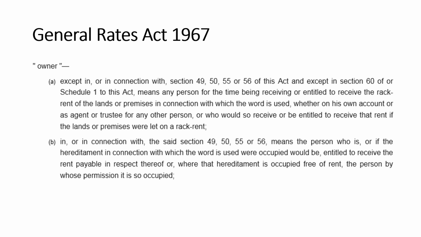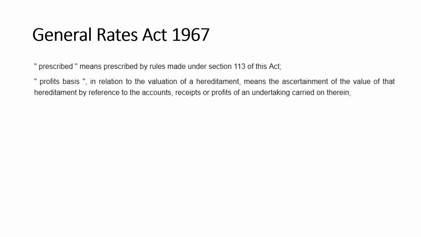Under Section B, in connection with Sections 49, 50, 55, and 56, it means a person who is, or if the hereditament in connection with which the word is used were occupied, would be entitled to receive rent payable in respect thereof, or where the hereditament is occupied free of rent by the person whose premises is so occupied. So you have to read through that and figure out if that applies to you, but again, rent is commercial. Prescribed means prescribed by rules made under Section 113 of the Act. You'll have to go look that up.